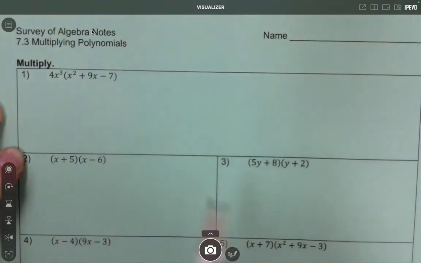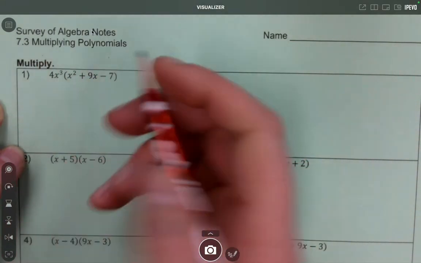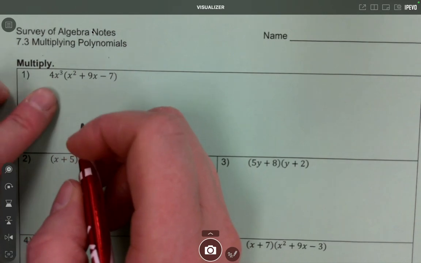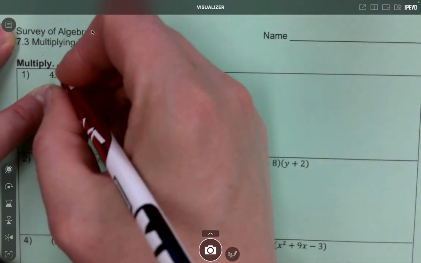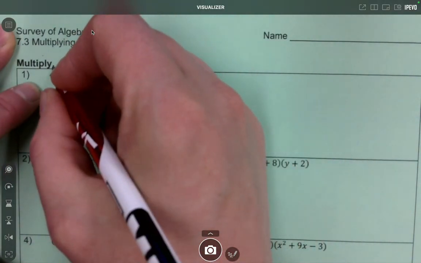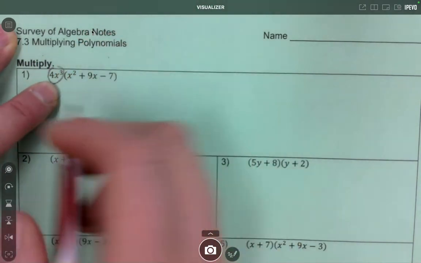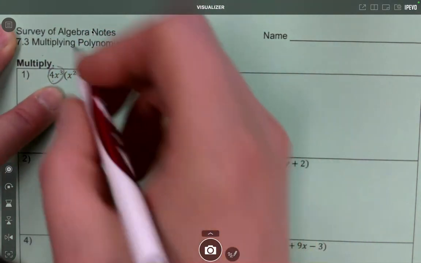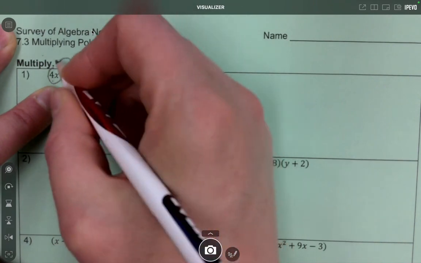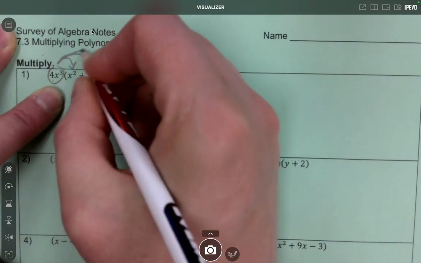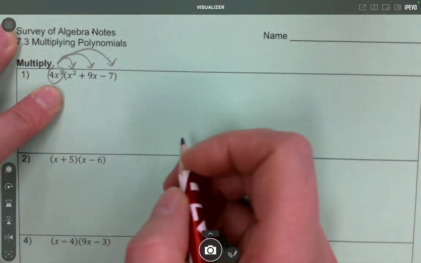Good morning, class. These are our notes about multiplying polynomials. So in this first example, I think this is going to look pretty typical of what we'll be doing today. I need to take this entire monomial now, this 4x cubed. I'm going to take that whole thing and distribute it to all of the terms over here. So I'm trying to use some math vocab.